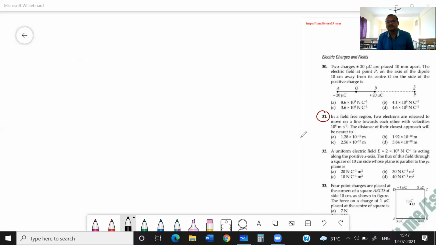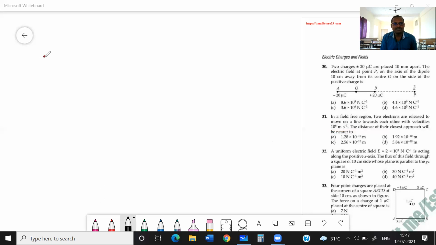See, students, in question number 31 they have given that in a field free region, there is nothing there. It is a field free region. Two electrons are released to move on a line towards each other with the velocities of 10 to the power of 6 meter per second. The distance of their closest approach will be nearly.